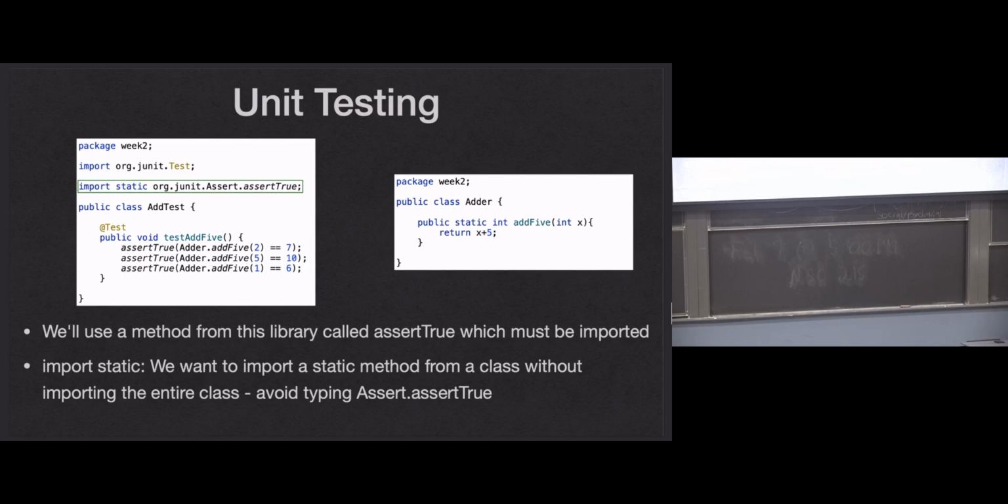If we do import the whole class, if we just do import org.junit.Assert, that's fine, but we'd have to do Assert.assertTrue, Assert.assertTrue. Just perfectly fine. Nothing wrong with that. But I want to show you cooler things that save a little bit of typing.